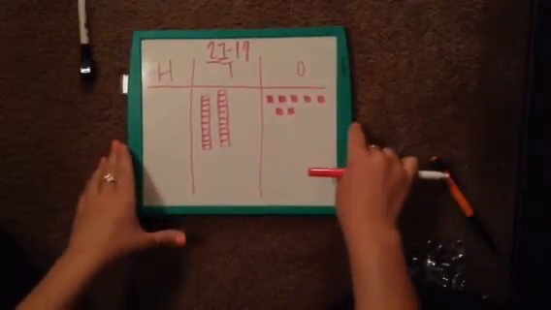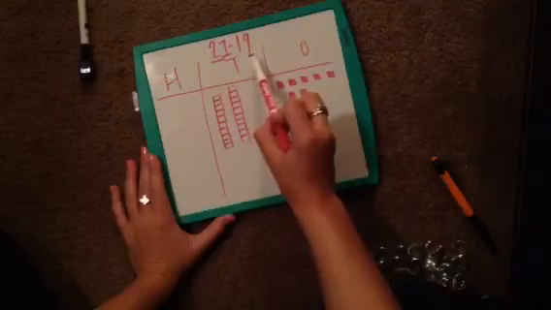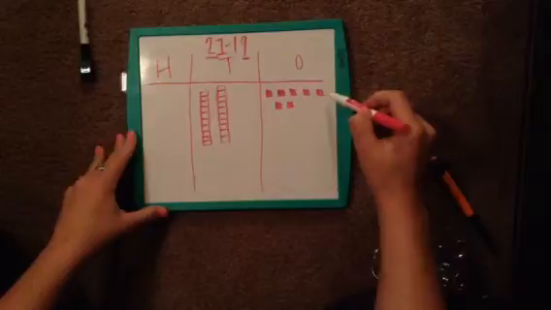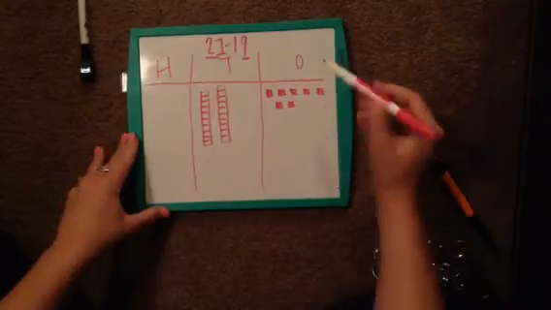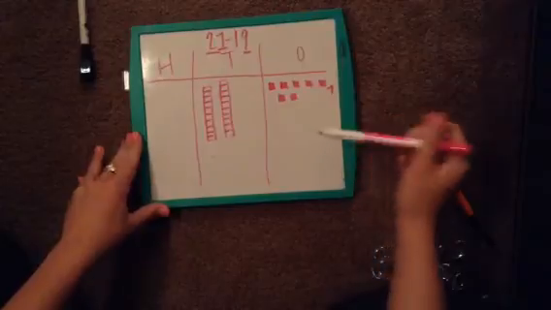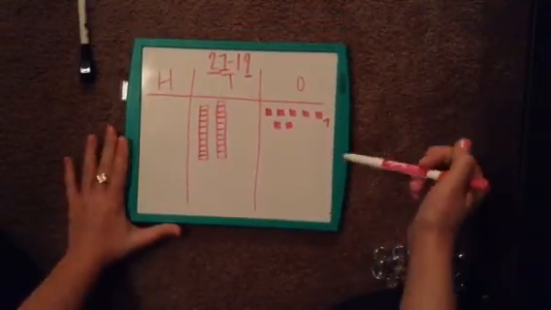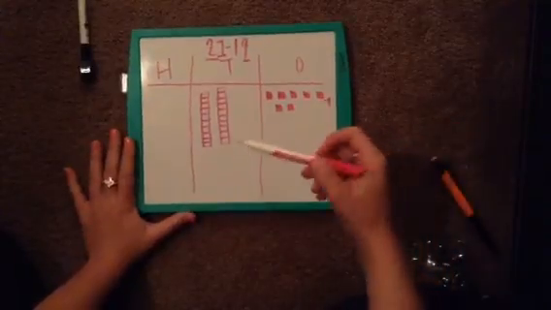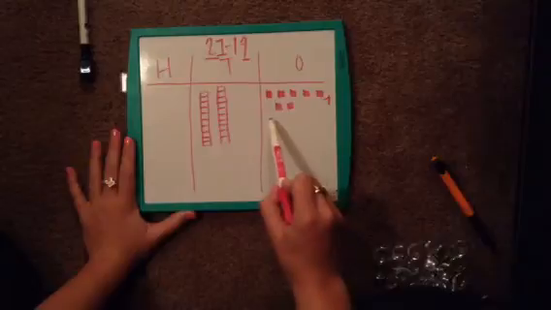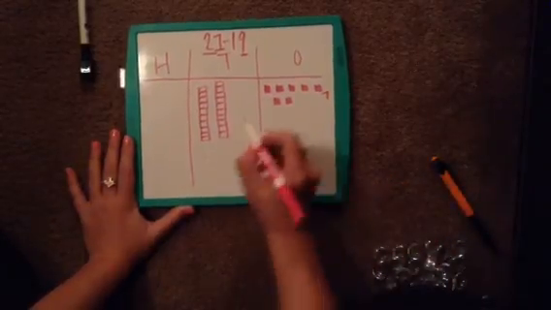Okay, so now we're going to take 19 away. So how many ones do we have? We have 9, right? So can we take 9 ones away from our 7 that we have right here? Remember, we have 7 of these. Can we take 9 away from these? No. So what are we going to have to do? Yeah, we're going to have to take one of our 10s and break it down into 10 individual units. You think we can do that? Yeah, I think we can.